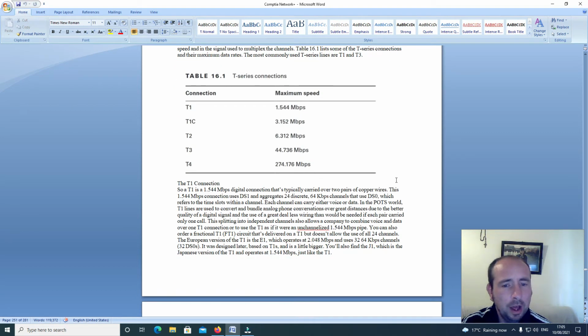T1, 1.544 megabits per second. T1C, 3.152 megabits per second. T2, 6.312 megabits per second. T3, 44.736 megabits per second. T4, 274.176 megabits per second.